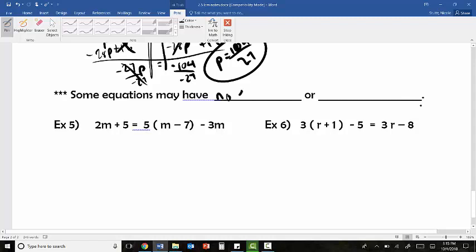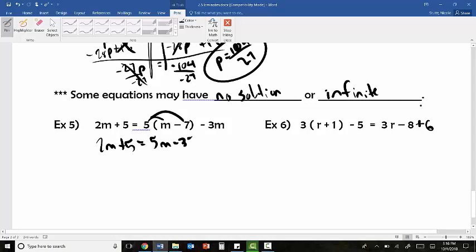So typically, no solution versus infinite solution equations. And the first thing that we're going to need to do is I need you guys to change this into negative 8 plus 6. So that was a typo in the notes. You go ahead and you do your distributing, get that out of the way. You get 5m minus 35 minus 3m. And then if you combine like terms, you end up getting 2m plus 5 equals 2m minus 35.